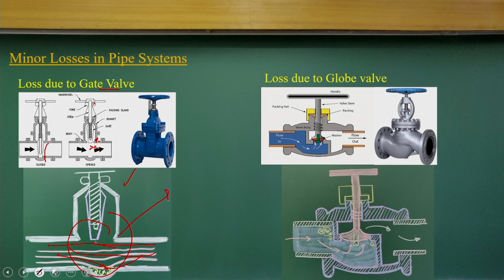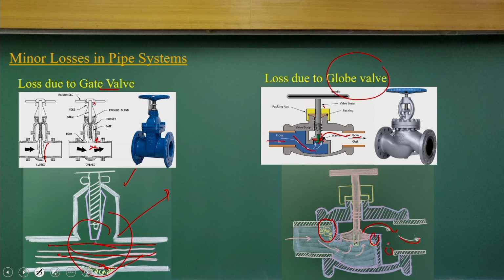Now, if you look in a similar way, we have the globe valve, which is more of a control valve system. The flow comes here, then rotates, and this valve goes off and the flow goes like this. So we can look at it in terms of vortex formations here, and once the flow goes past, it could also have vortex formations here.